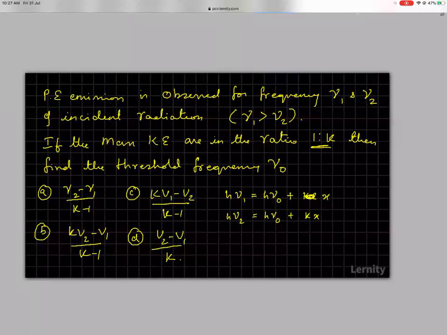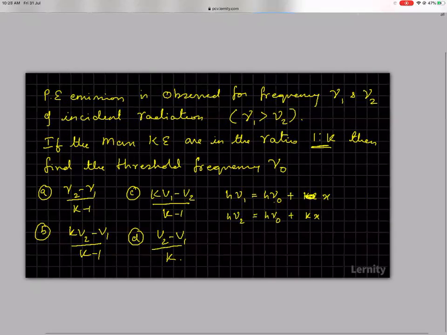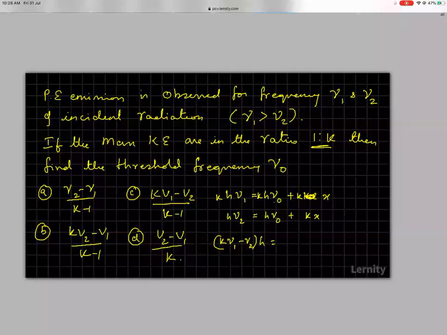Now my objective is to find out nu naught. So how can I do that? By solving them simultaneously. So I'll multiply k here and then subtract them. So I will get k nu1 minus nu2 into h is equal to h common nu naught common k minus 1. So now I'll rearrange, h will get cancelled and simply nu naught is equal to k nu1 minus nu2 divided by k minus 1.